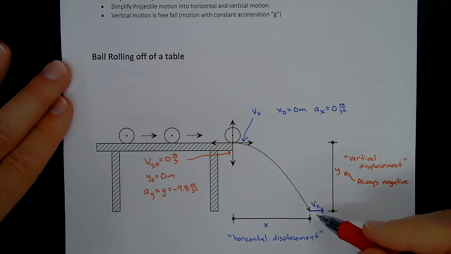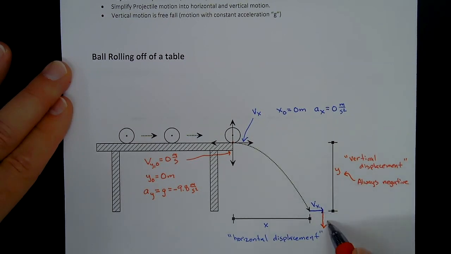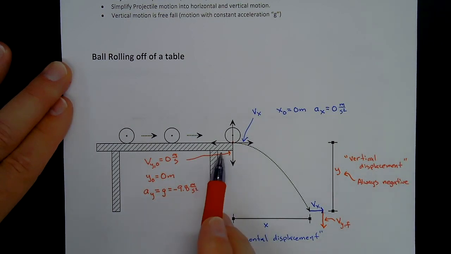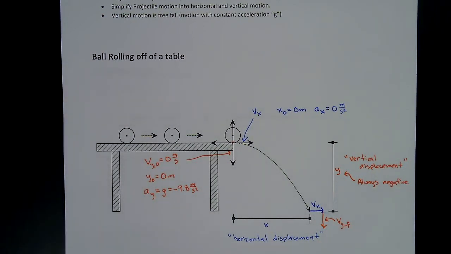All right, so down here at the very end, it's going to have a velocity component that's horizontal and also one that is vertical, okay? And this right here is velocity in the y direction, but it's the final one. Over here, it starts at 0, but over here, it's not going to be 0, all right? So that's all the vertical information that we need.